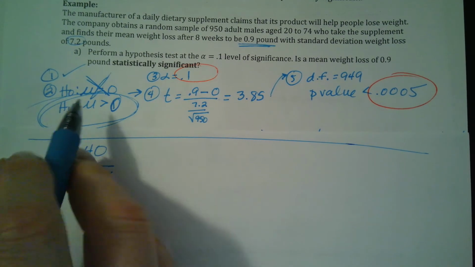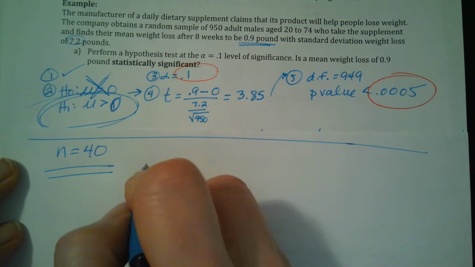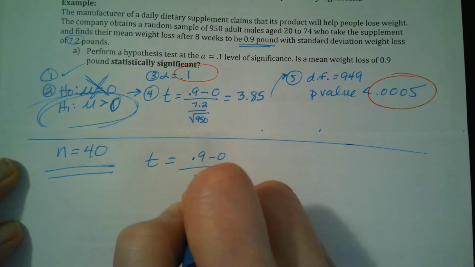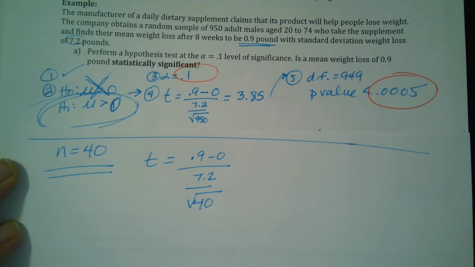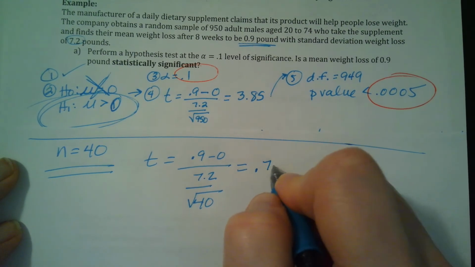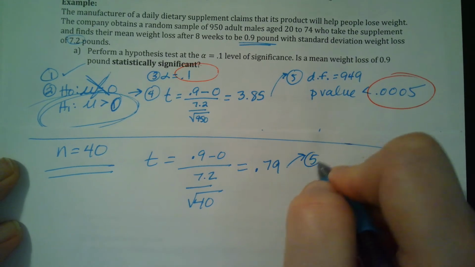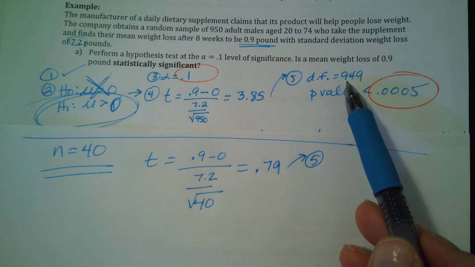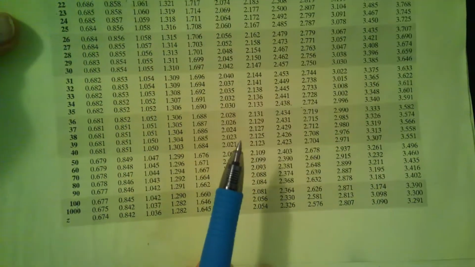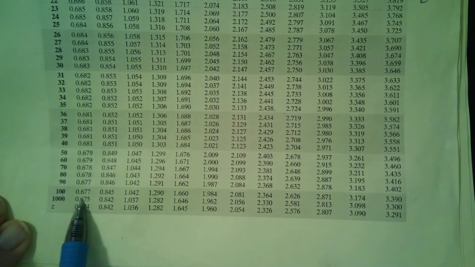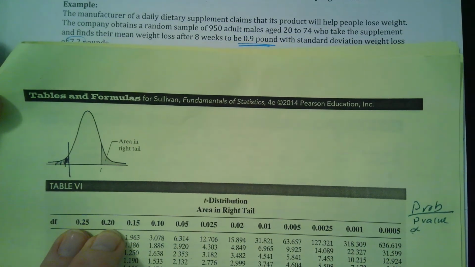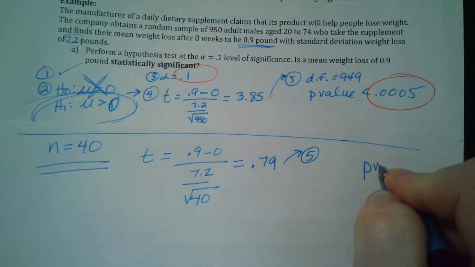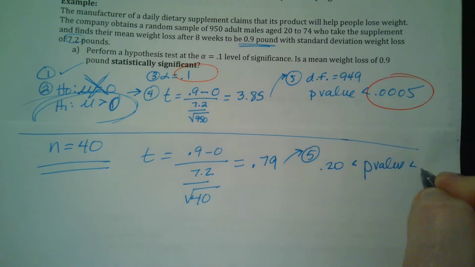Okay? So we still have the same null and alternate. We still have the same level of significance, but this time our N is going to change to 40. That's going to give me a T value of 0.79. With the same degrees of freedom, if I go to my T table, which is table 6, and I look up my degrees of freedom with my T of 0.79, we're going to use degrees of freedom of 1,000, and again, my T value is 0.79, so it's somewhere in between these two values here. That means the probability in the tail is going to be somewhere between 0.20 to 0.25. So the p-value is going to be somewhere between 0.20 to 0.25.